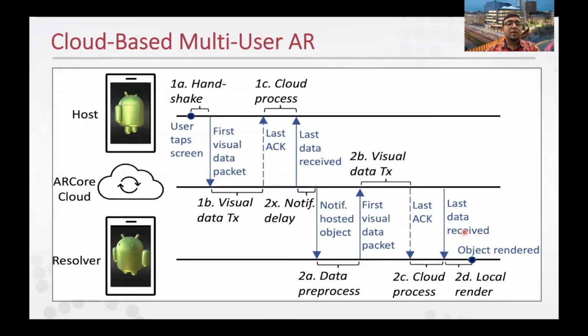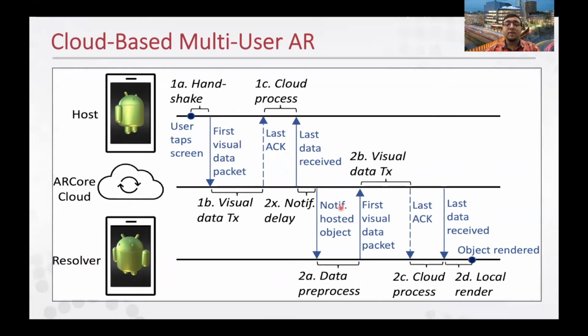Let us look into the cloud-based multi-user AR architecture. The host places a virtual object on the screen and the resolver should be able to see the same virtual object on their own screen. When the host places the virtual object on the screen, it establishes a connection to the cloud. Now the host uploads its visual data to the cloud, and when it's done, the cloud processes the host's visual data and sends back the SLAM computed world frame to the host.